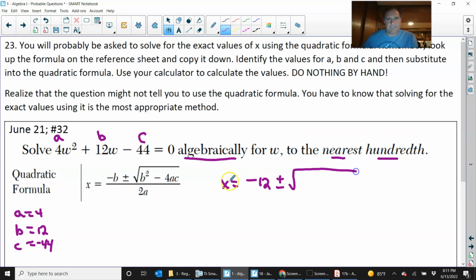Square root. I'm getting it from here. B squared, which is 12 squared. Put it in parentheses. If it's negative, you better put it in parentheses, all right? Because then it'll be messed up.